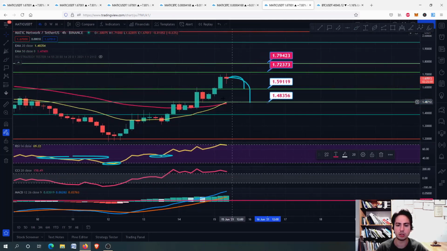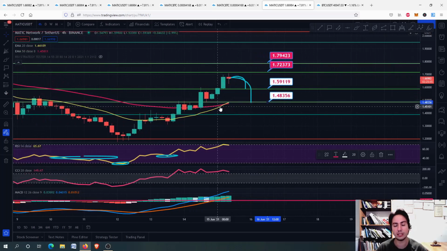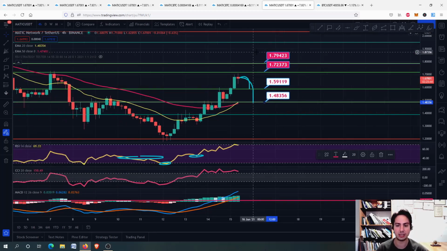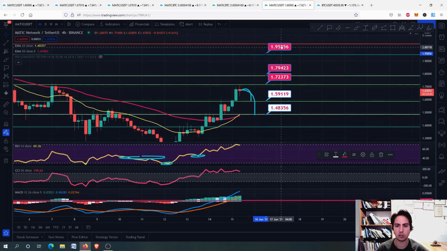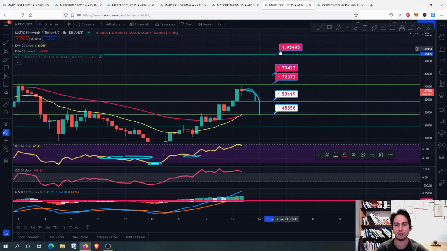We have a bullish recross here on the 4-hour frame, the 20-day EMA, guys, the yellow line, and the 50-day EMA, the red line. So we can eventually go even higher. We can break the 1.72, we can go even to 1.79. Why not, guys? If we make this a support level, we can eventually go to 1.95. This is our ultimate price target, right?